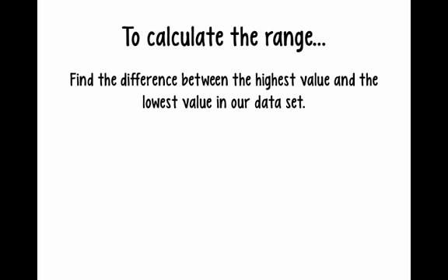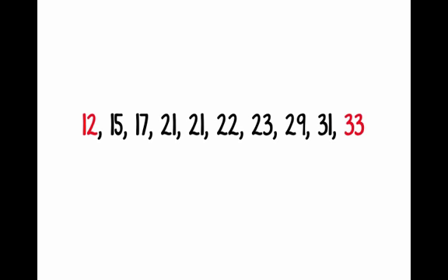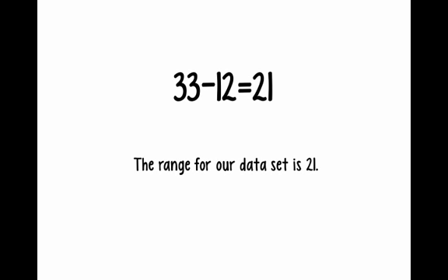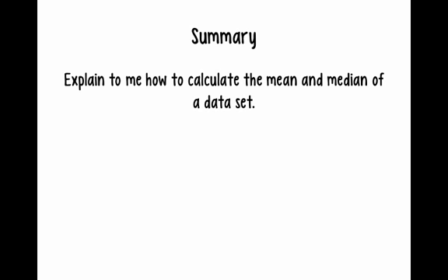And the last thing we're going to calculate is the range. To find the range, you find the difference between the highest value and the lowest value in your data set. Again, it helps if you look at them in order from least to greatest. Here I know my lowest value was 12, my highest number was 33. 33 minus 12 is 21, so the range for my data set is 21.